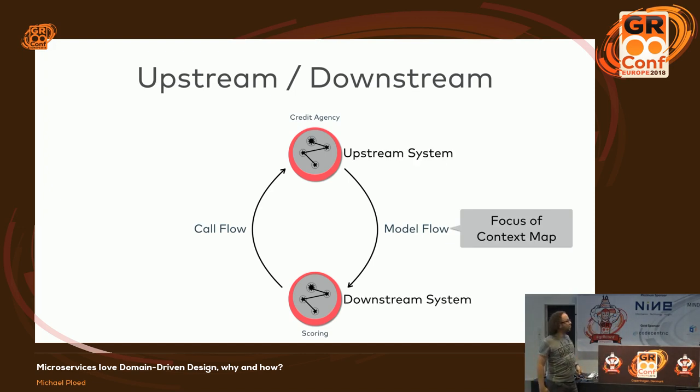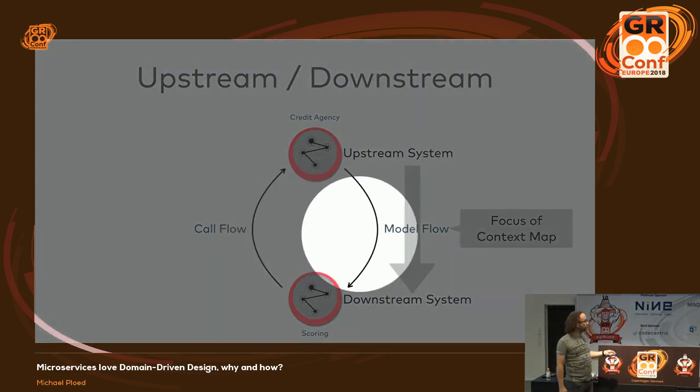So basically, there is an upstream system and a downstream system, and the model flows from the upstream to the downstream system. It's taken from rivers. I'm from a city called Nuremberg, and we have a river, the Pegnitz, which floats from Nuremberg to Fürth. If I put something in the Pegnitz, it floats to Fürth. Nuremberg is upstream, Fürth is downstream. The same connotation is valid for system-to-system communication. And this is where the focus of the context map actually resides.